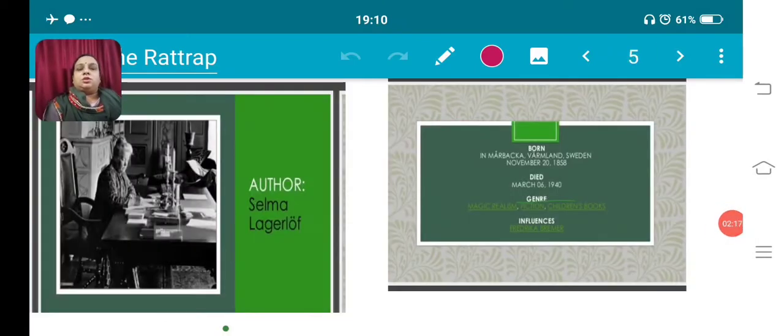Next, let's know about the author. Selma Lagerlof was a teacher. She narrated the story The Rat Trap in the manner of a fairy tale and gives the message that emotions of love and acceptance can reform others.